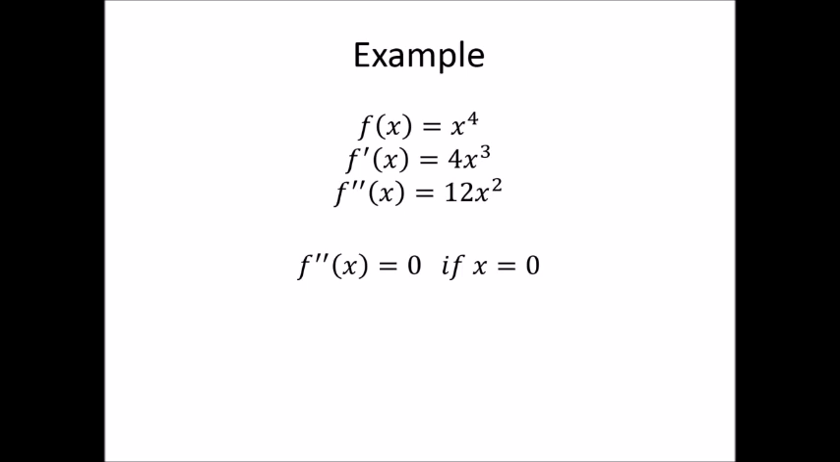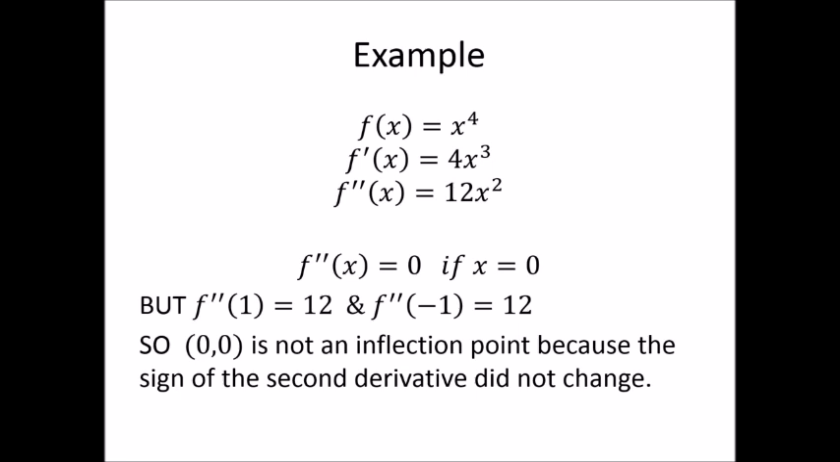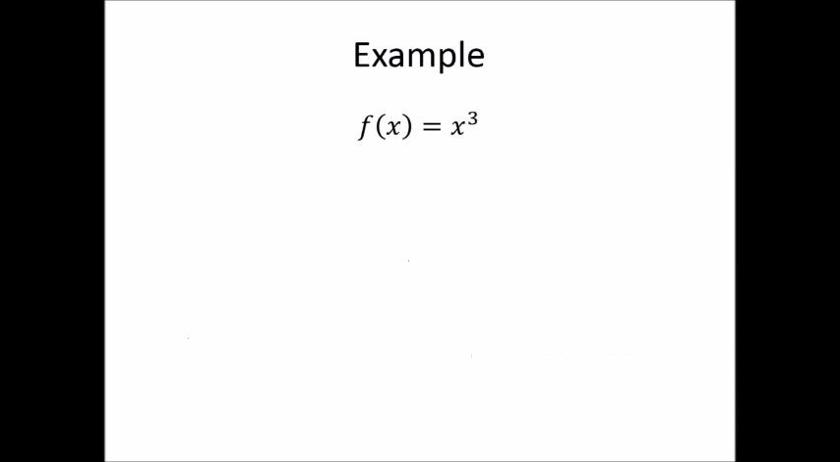I'm going to pick -1 and +1 just because they're really easy to plug into this function. So I plug -1 into 12x squared, I get positive 12. I plug a +1 into 12x squared, and I get positive 12. So notice that the sign is positive on either side of x equals 0. What that means is that 0 is not an inflection point because the sign on the second derivative did not change. Go ahead and try this example now on your own.